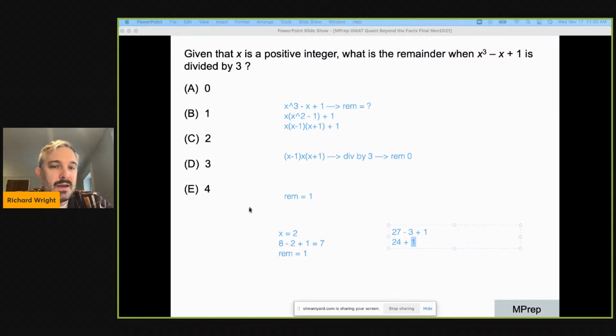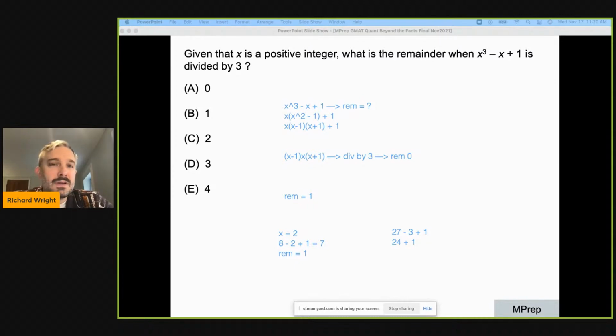So the point of this problem is, if you approach it with just traditional algebra, it's tough. It's really hard to realize that this is divisible by 3, right? But if you do it with smart numbers, it's a 10-second problem. That's how powerful these test-taking strategies can be.